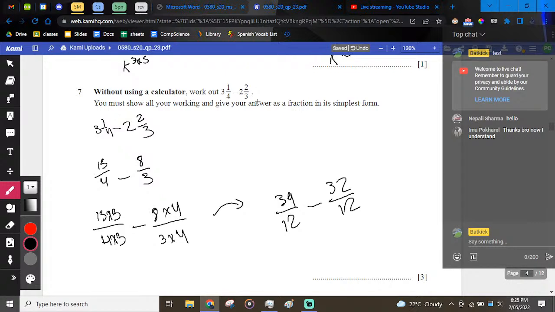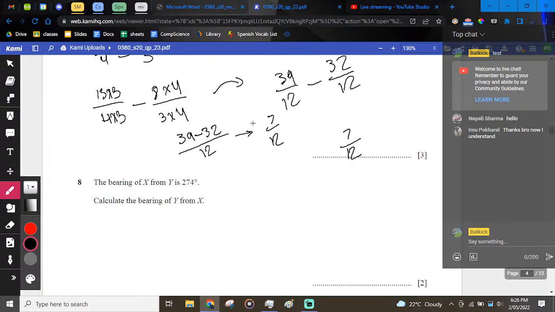Since they're like denominators, 39 minus 32. So that will give you, what's the difference? 7. 7 over 12. That's your answer. Remember, for this, only writing the answer won't give you marks. Need to show every step of working.